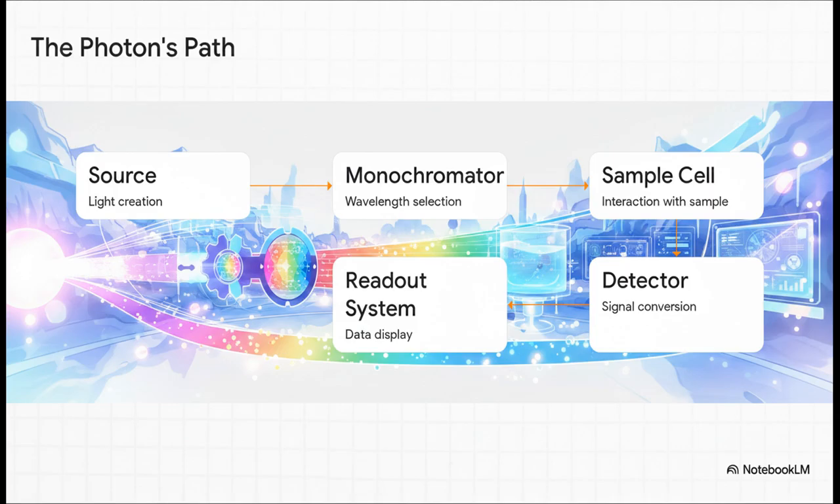To measure this, we follow a roadmap of 5 sequential components. We start at the source, move over to the wavelength selector, which we call a monochromator, pass right through the sample cell, hit the detector, and finally translate all of that into data at the readout system. Pretty much every single UV-Vis spectrophotometer in the world relies on this fundamental 5-step anatomy to track exactly what light goes in and exactly what light goes missing.